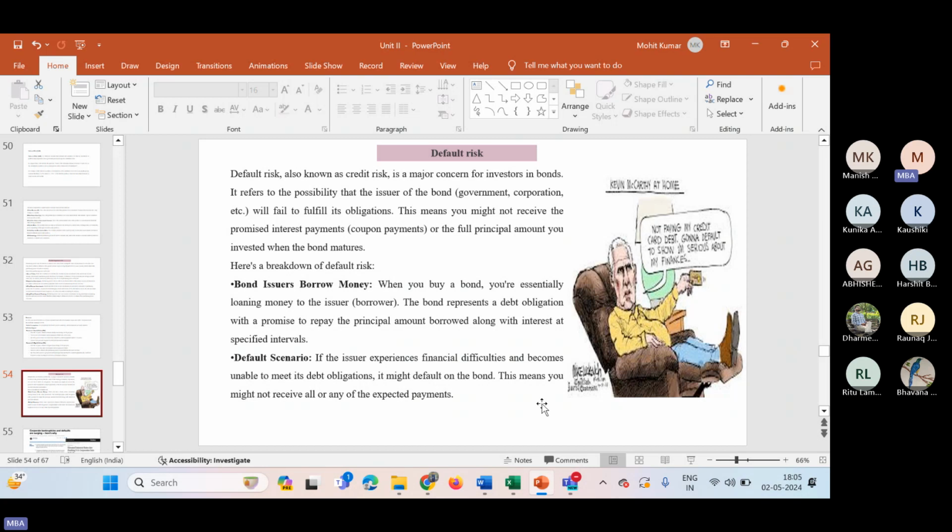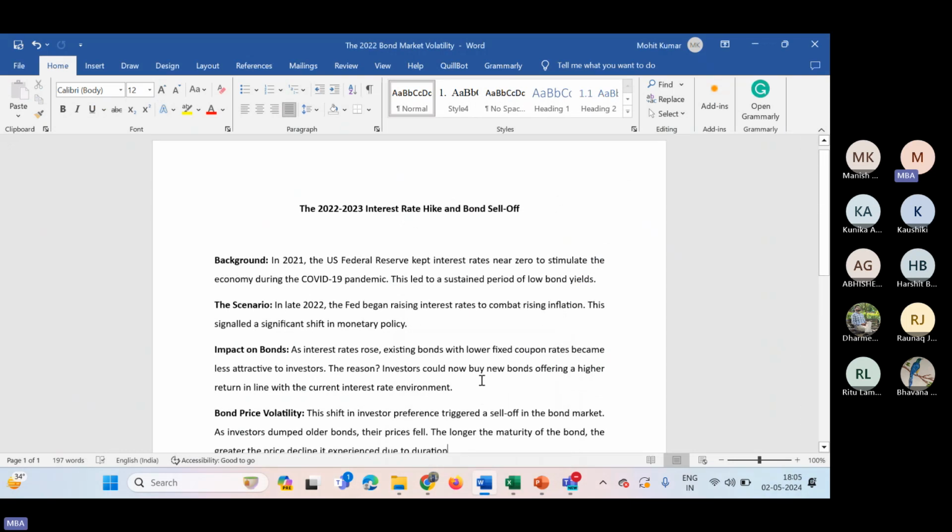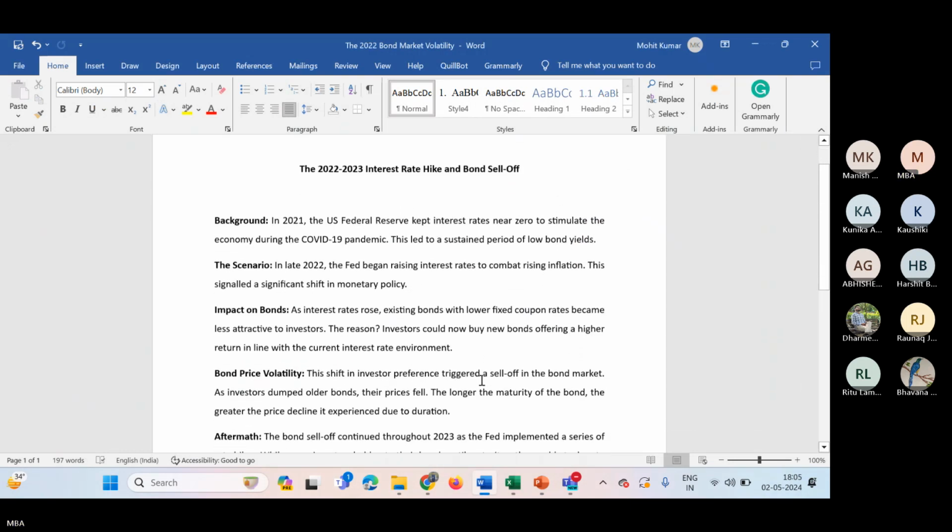Let's see what is happening in the practical world. I just made a document about the current situation going on in the US. So see what is happening here. In 2022, 2023, what was happening? Interest rate hike and bond sell off. Okay, what is the background of this case? In 2021, the US federal government kept the interest rate near zero to stimulate the economy during the COVID-19 pandemic. Okay, when the pandemic was happening, they wanted to take more loans to boost the economy. So this led to a sustained period of low bond yields.